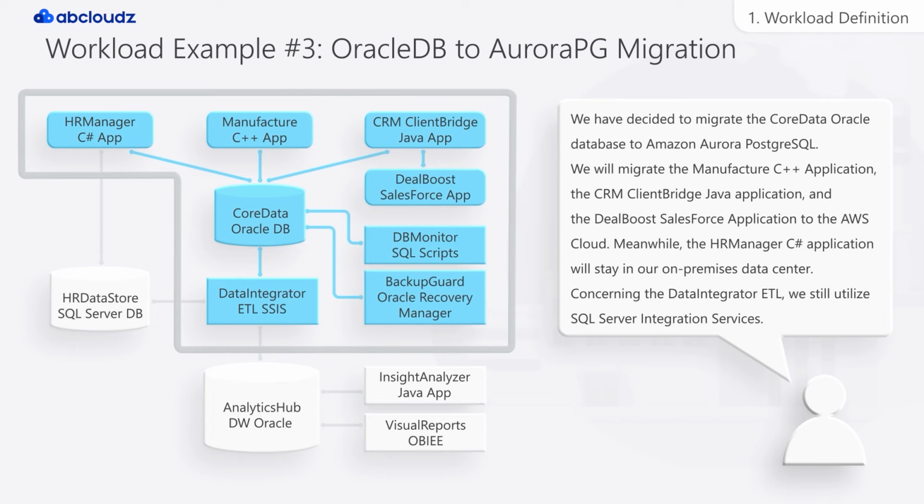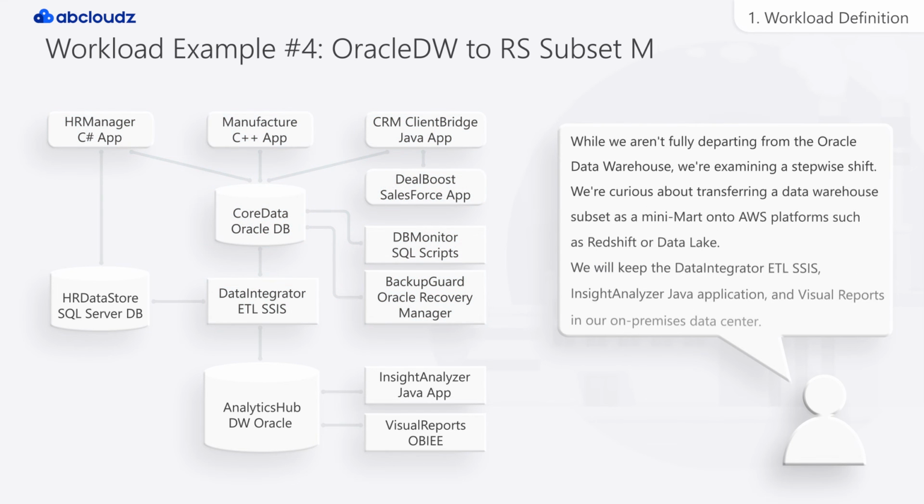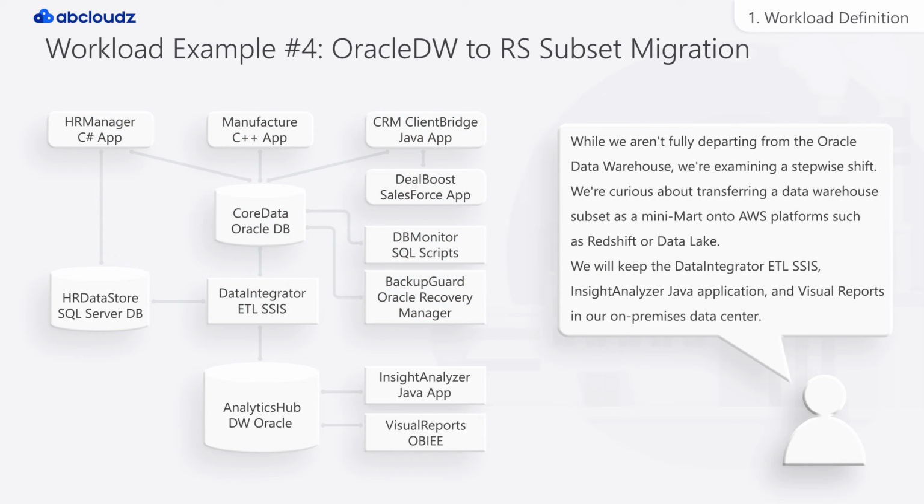The last 2 scenarios revolve around the analytics infrastructure. Let's assume the client says, "While we aren't fully departing from the Oracle data warehouse, we're examining a stepwise shift. We're curious about transferring a data warehouse subset as a mini-mart onto AWS platforms such as Redshift or Data Lake. We will keep the Data Integrator ETL SSIS, Insight Analyzer Java application, and visual reports in our on-premises data center."